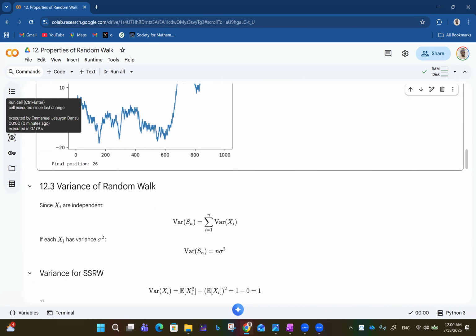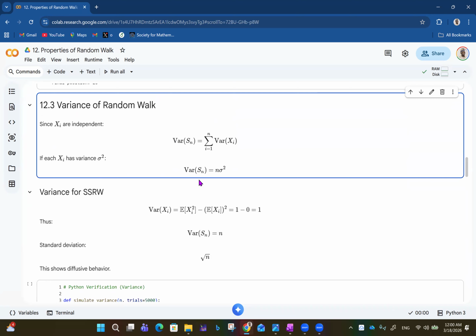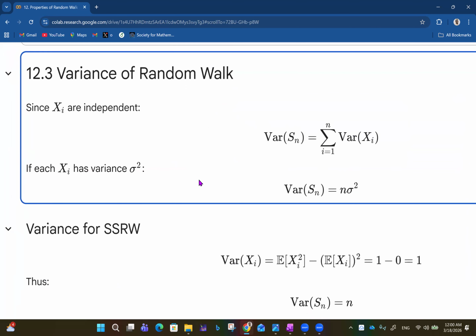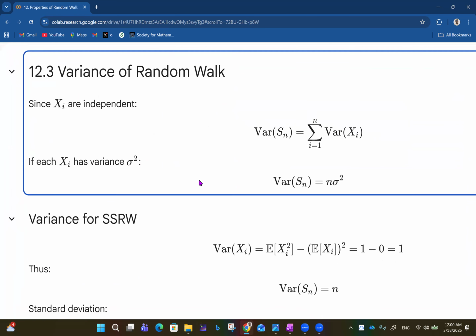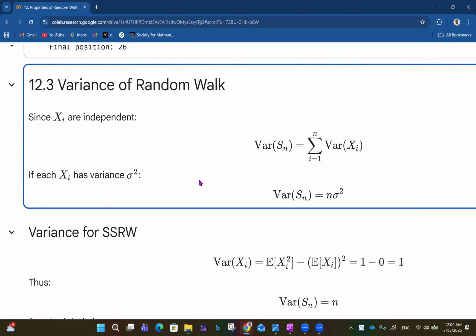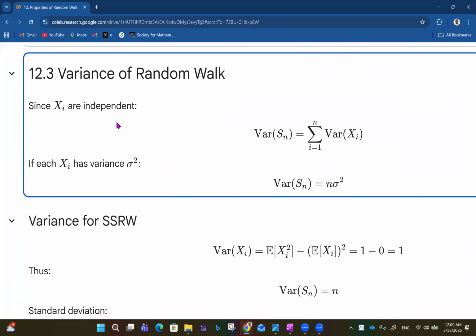Now, let's talk about the variance of a random walk, which we also saw in the last video, but here we focus a bit more on how we derive it. Since the Xi are independent, the variance of Sn is the summation from i equals 1 to n of the variance of each Xi. If each Xi has variance sigma squared, then the variance of Sn is n sigma squared.